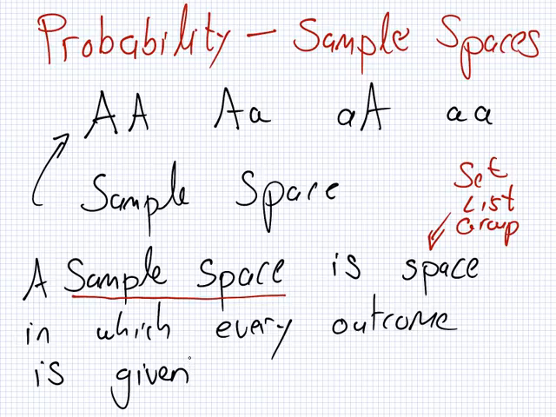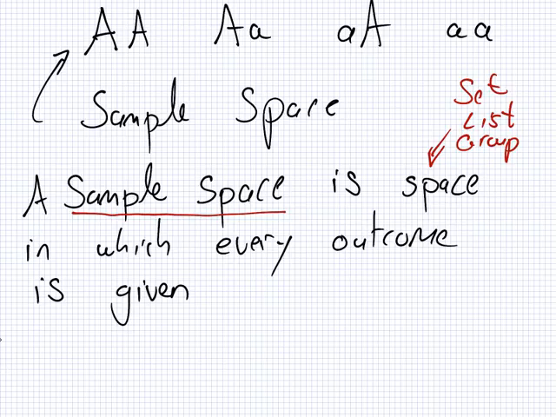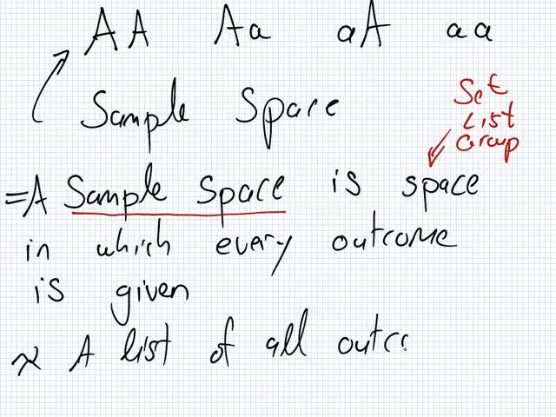So in other words, it's just a list of all the outcomes you can have. So a simple way to put it, a list of all outcomes. That's the simplest way to say what a sample space is. It's a list of every outcome. Focus. Okay, can we do some examples and then we have some more definitions?